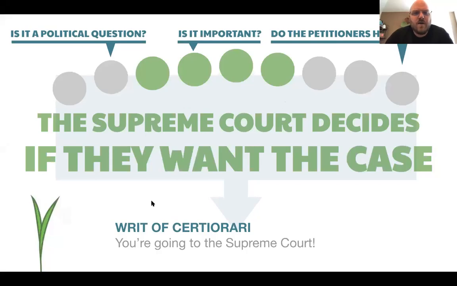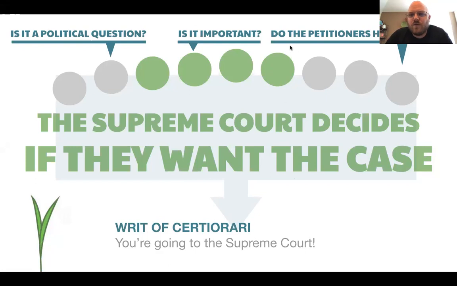So again, the writ of certiorari, that means when the Supreme Court issues that writ, you are going to the Supreme Court. Does anyone remember the rule? How many votes does it take for the Supreme Court to hear a case? 4 votes, rule of 4. Rule of 4, perfect. Thanks, Rachel.